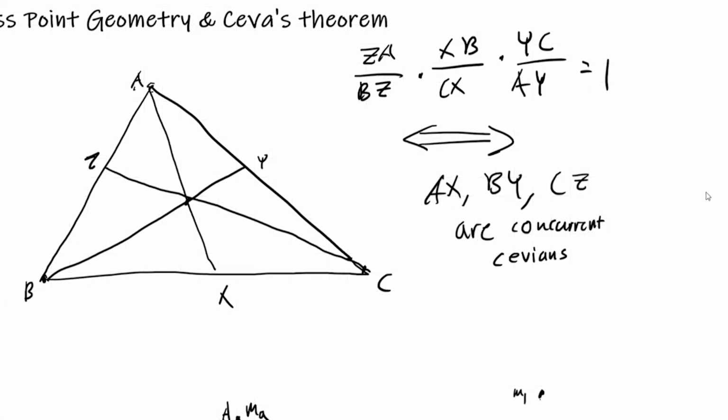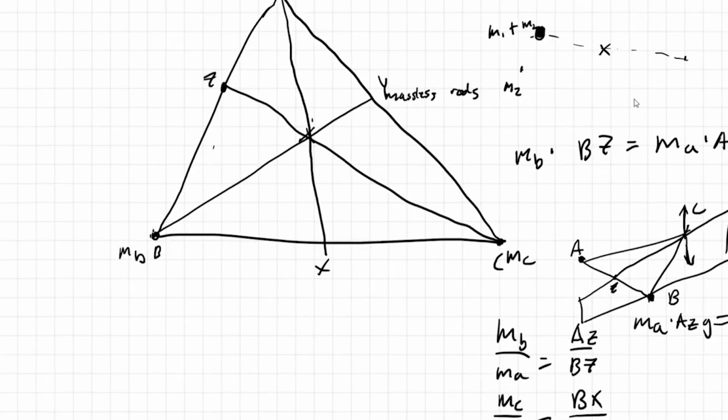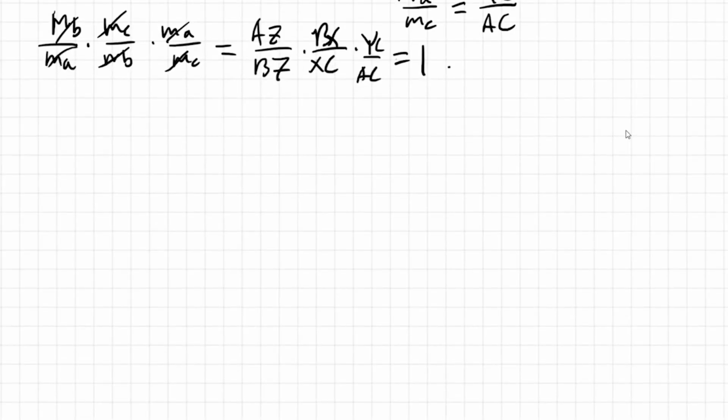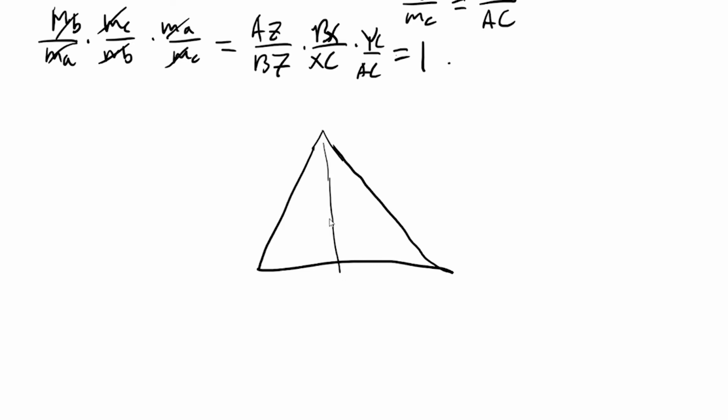So now we just need to prove the direction that if these three are equal to 1, then the Cevians are concurrent. And this can be done with a phantom point argument. So that is, if we have a triangle with the given conditions, then we have to prove that these 3 are concurrent.